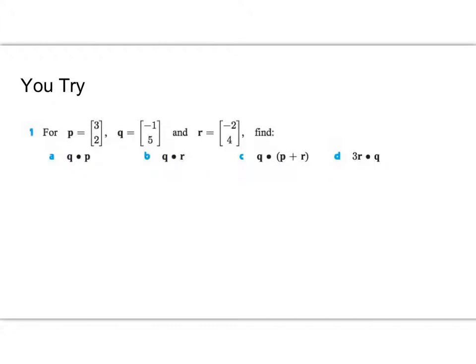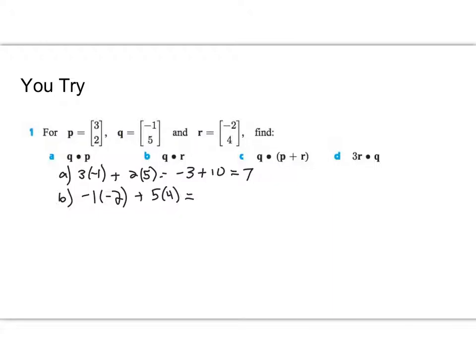Okay, so let's do q dot p first. q dot p is going to be 3 times negative 1 plus 2 times 5, which gives me negative 3 plus 10, which equals 7. For b, q dot r is negative 1 times negative 2 plus 5 times 4, which gives me 2 plus 20, which is 22.